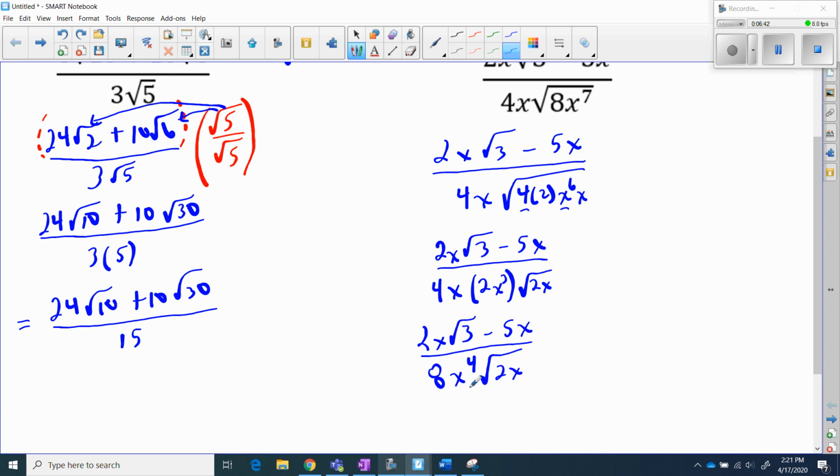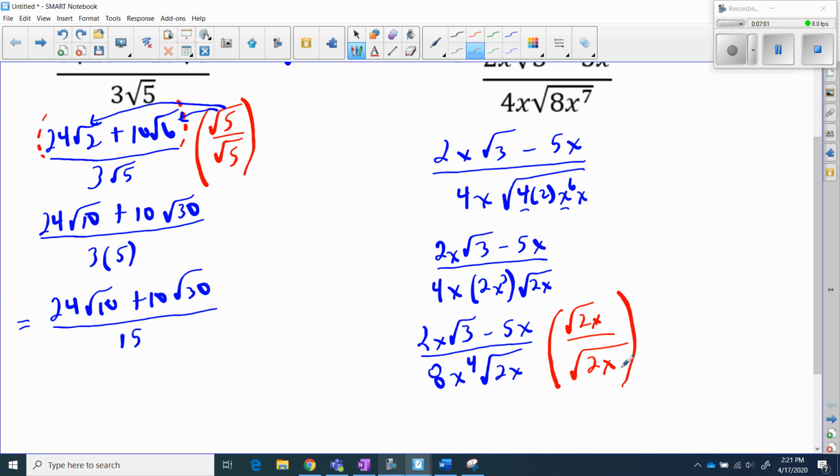Well, we know how to do it. It's called rationalizing. So I am going to, just like I did over here, multiply by the radical that's in the bottom. The radical in the bottom is square root 2x. I'm going to multiply the numerator and denominator by the square root of 2x.